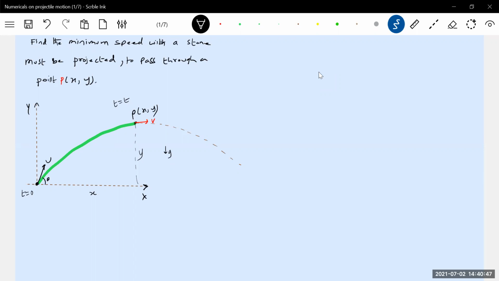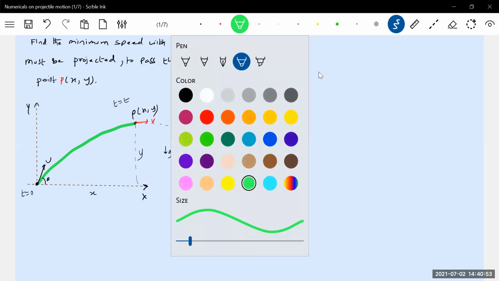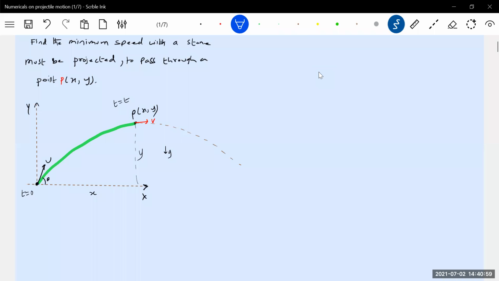Okay, let me start this one. Let x equal to u cos theta and y equal to u sin theta t minus half g t square. I think everyone knows this will be the equation of trajectory. Let me substitute the value of x in this, so then we'll end up with y equal to x tan theta minus g x square by 2u square cos square theta.